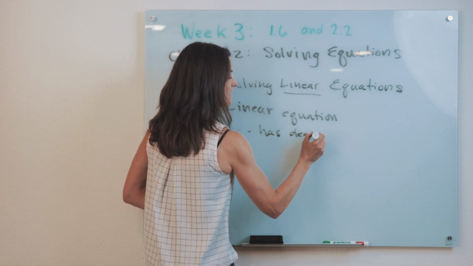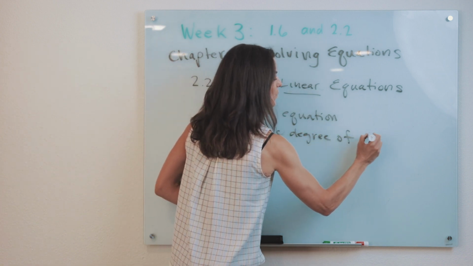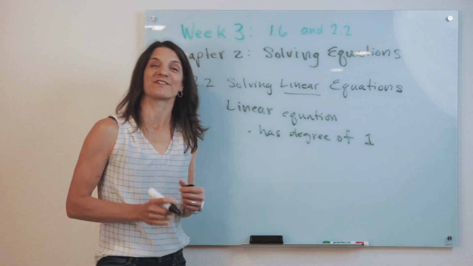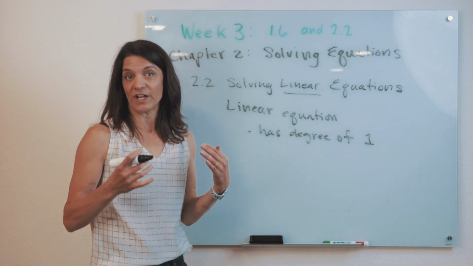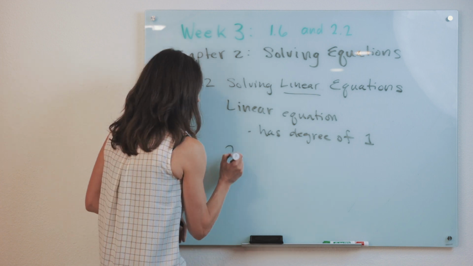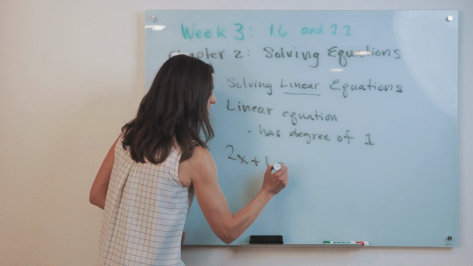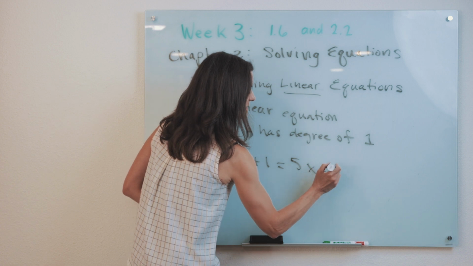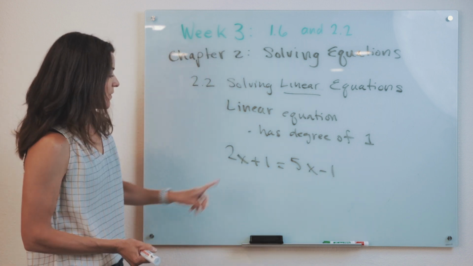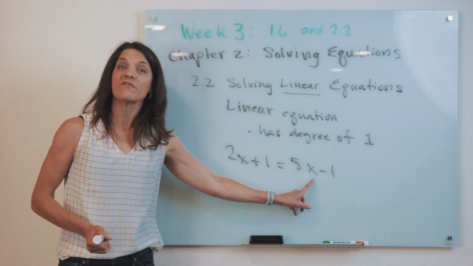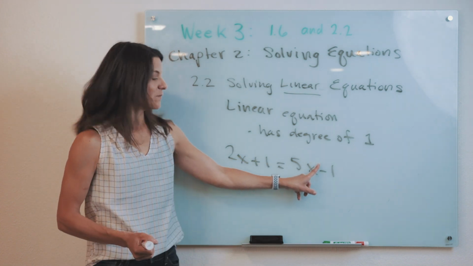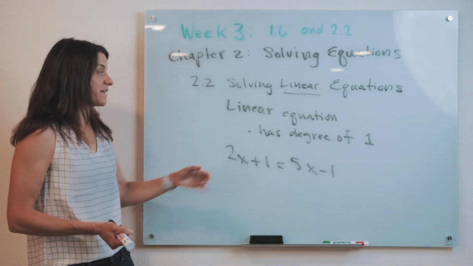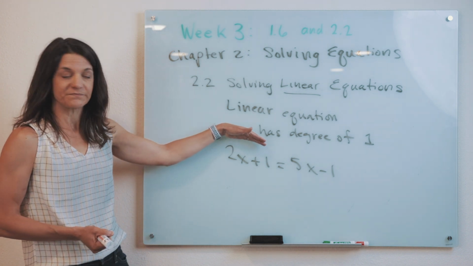degree of 1. Remember what degree is. Degree is the highest exponent in an equation. So, for example, 2x plus 1 equals 5x minus 1. We have x showing up twice. Both of them have an exponent of 1. No exponent implies that it's 1. They both have degree of 1.